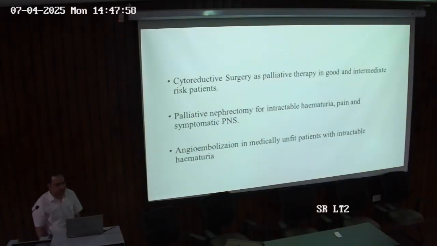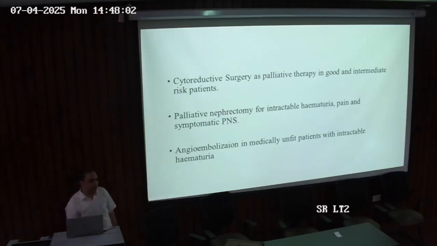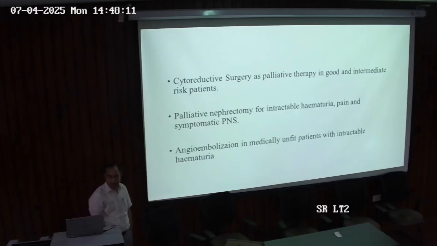The other is cytoreductive surgery. So I told you about radical nephrectomy, partial nephrectomy, and simple nephrectomy. This other term is cytoreductive nephrectomy. The radical ones are for localized tumor. This is the metastatic tumor, so in a metastatic tumor we can't use the term radical nephrectomy. For that it is called cytoreductive.